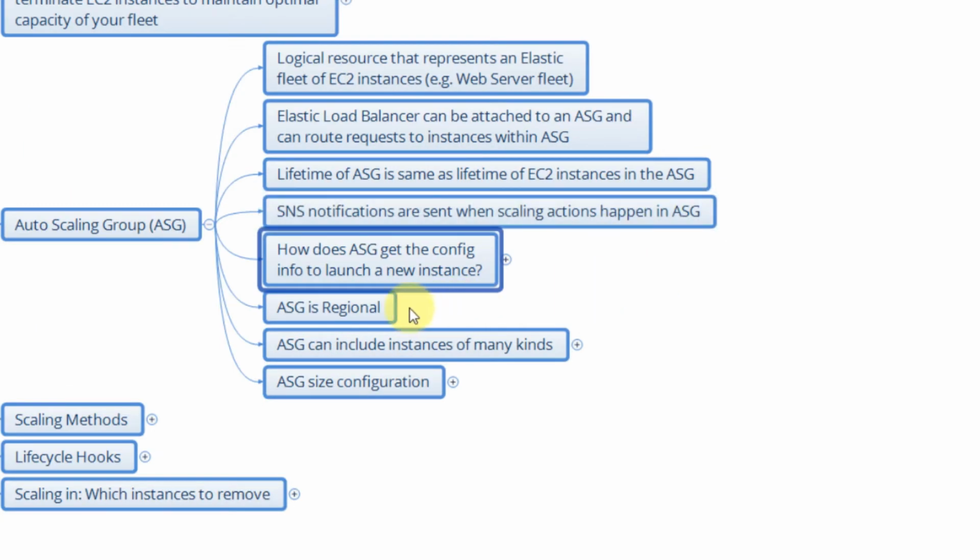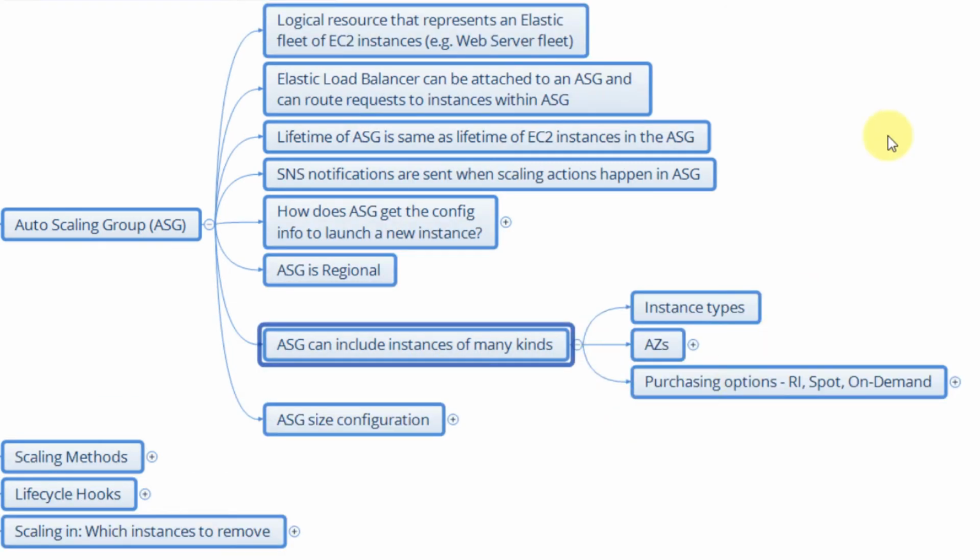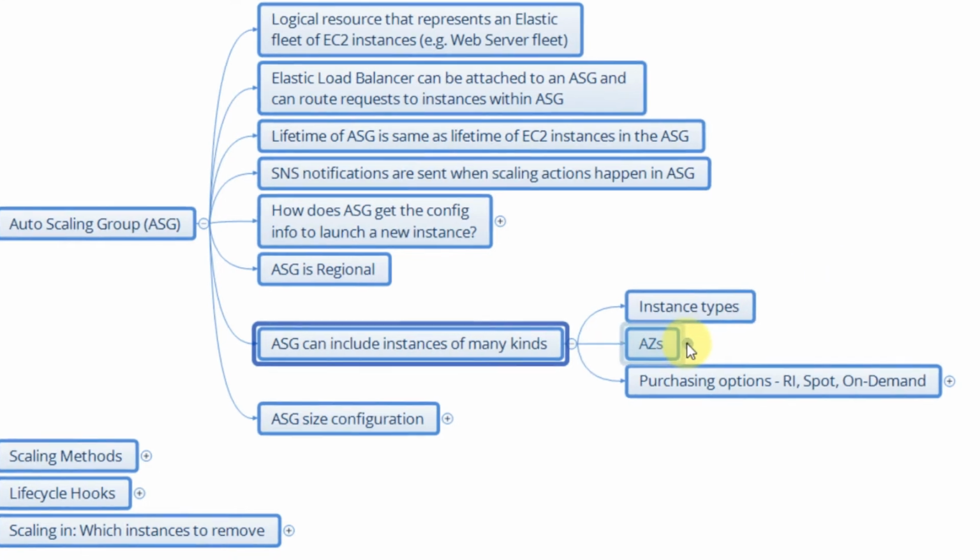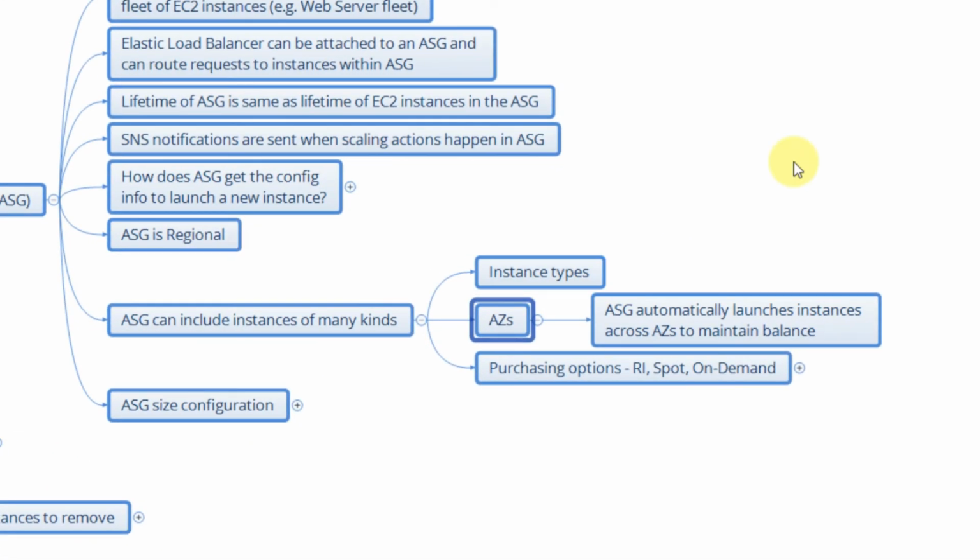Note that an auto scaling group is regional. All the instances are within a region. An auto scaling group can include instances of many different kinds. So you can have different instance types. They can be in different availability zones, and they can be using different purchase options. So I may have some instances using the reserved instance purchase option, some from the spot purchase option, and some on-demand purchase option. We'll get to discussing these soon.